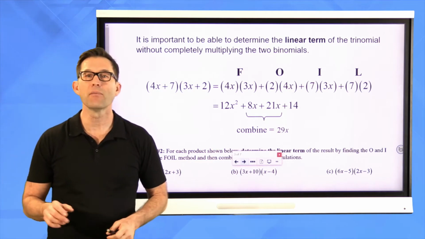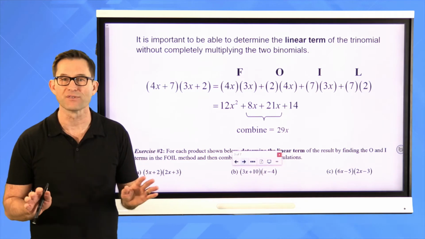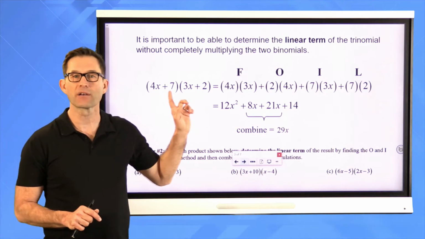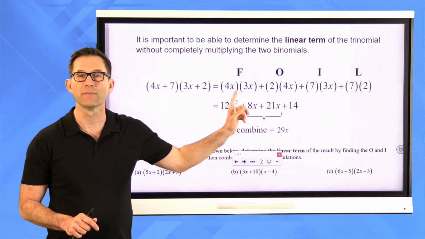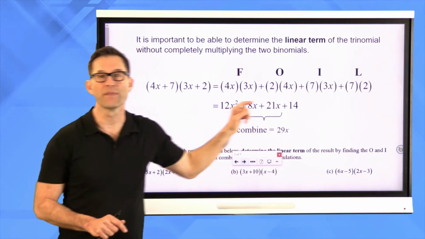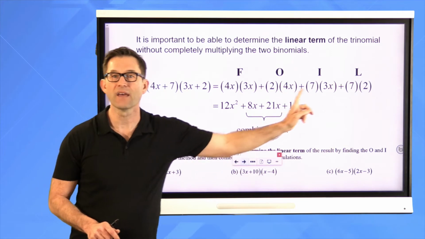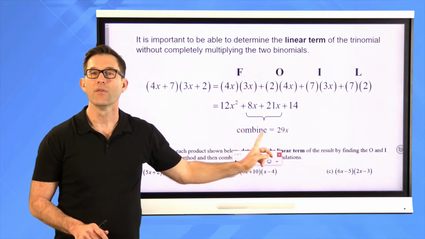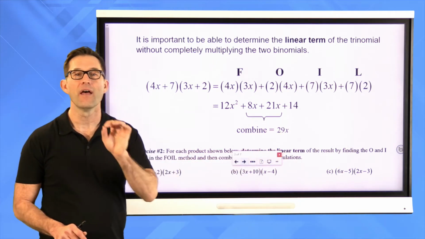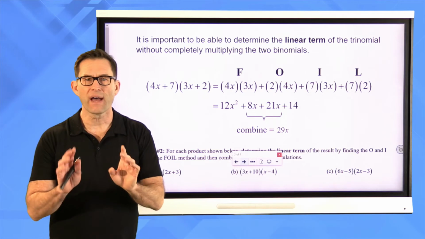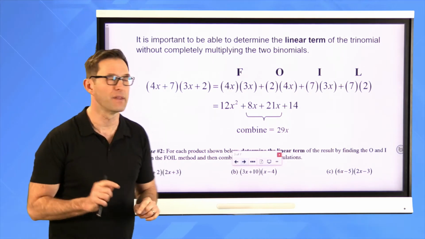Now, it's important to be able to determine the linear term of a trinomial without completely multiplying the two binomials, okay? Again, just as we talked about, if I have 4x plus 7 times 3x plus 2, my F comes from doing the 4x times 3x, my L comes from doing the 7 times the 2, right? The O, which is 8x, and the I, which is 21x, those two combine to give me 29x. They are what give me that linear term. So that's what I'm keying in on right now: just the O and the I combining to give me that linear term.